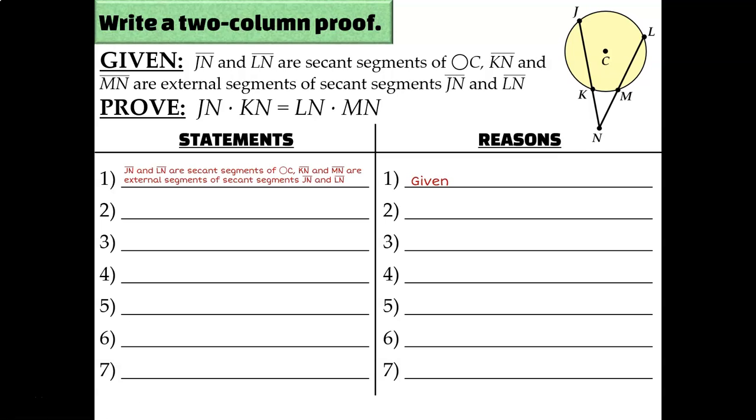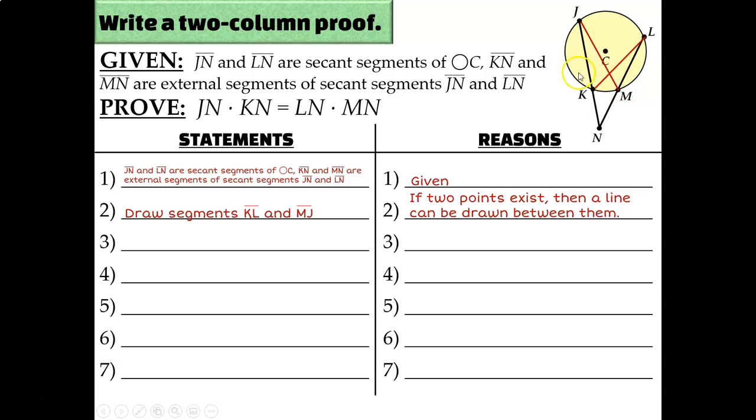So given that JN and LN are secant segments and KN and MN are external segments, let's prove that JN times KN equals LN times MN. We're going to start the same way as the other two and draw two segments in order to create two triangles. And our goal is to show that these two triangles, JMN and LKN, are similar to each other.